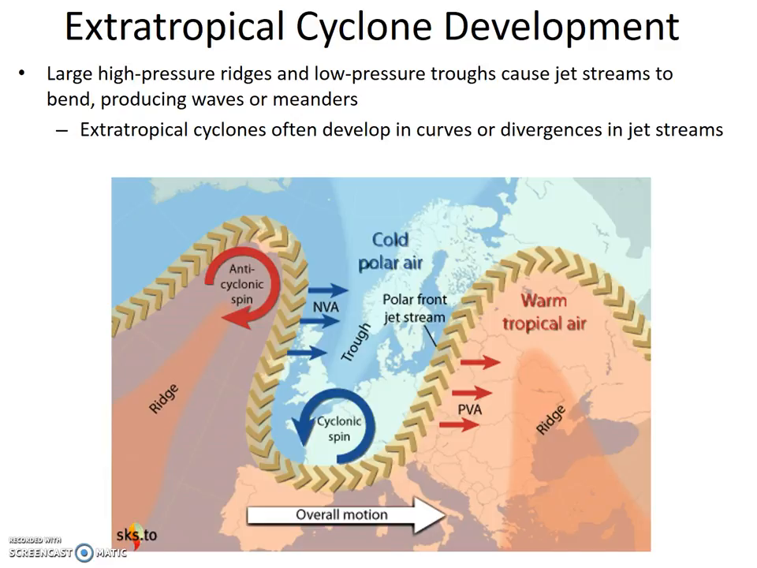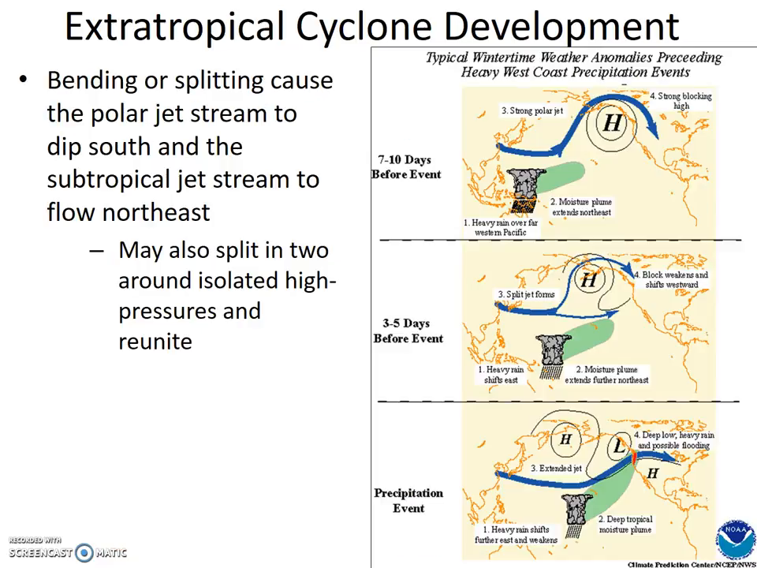Bending or splitting cause the polar jet stream to dip south and the subtropical jet stream to flow northeast. The southwardly dipping polar jet stream often brings some super cold and dry air with it, and the northward flowing subtropical jet often brings some warm and moist air with it.